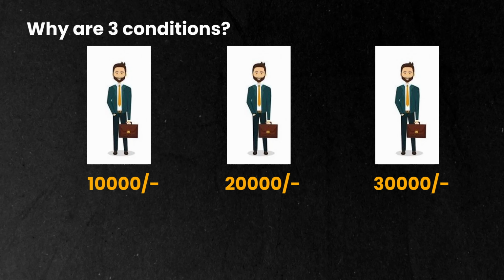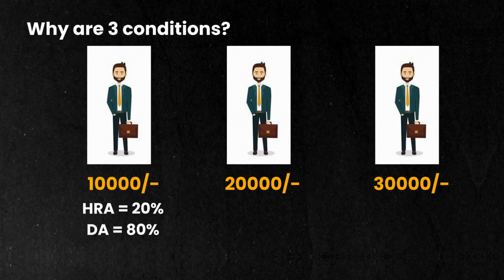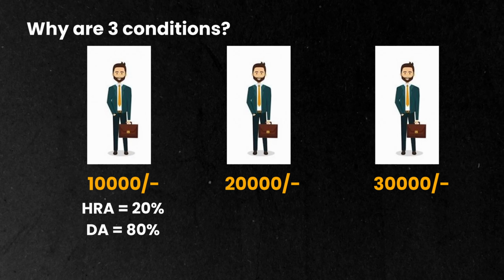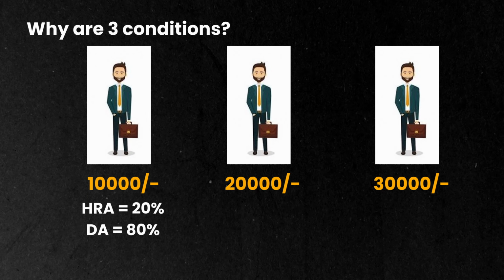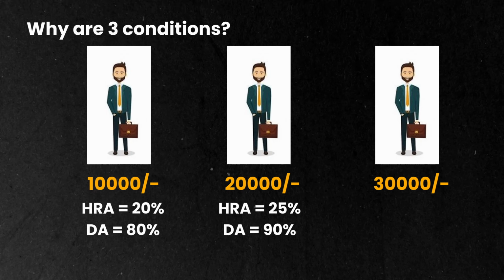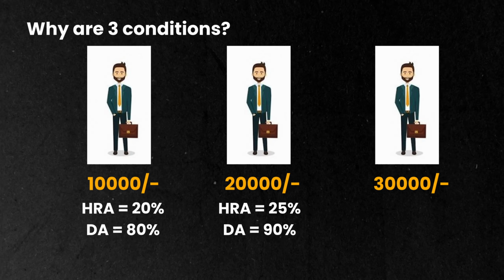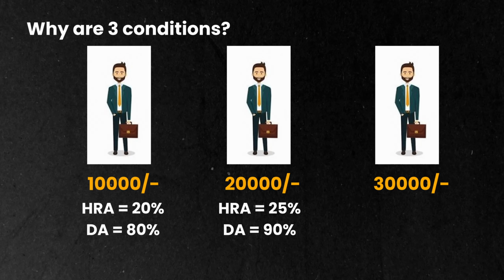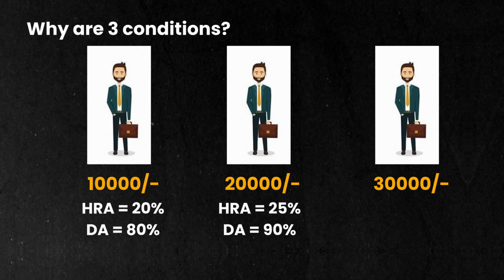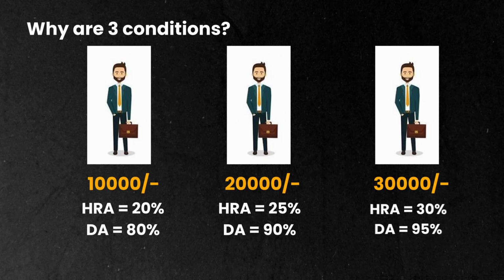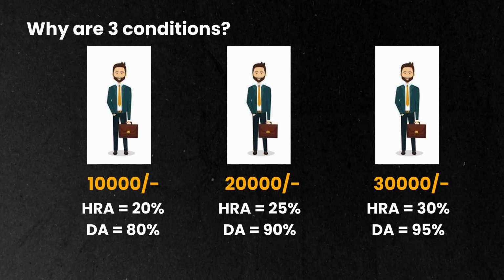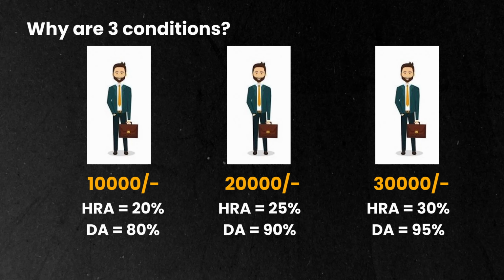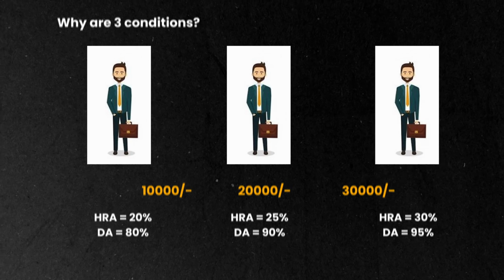If the salary is less than or equal to 10,000, HRA will be 20% and DA will be 80%. Next, if a second person gets a salary greater than 10,000 and less than or equal to 20,000, then his HRA becomes 25% and DA will be 90%. Next, if a third person gets a salary greater than 20,000, his HRA will be 30% and DA will be 95%. So here the computer has to choose only one condition out of these three conditions. Therefore we use if else condition.